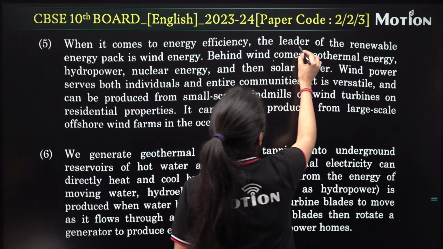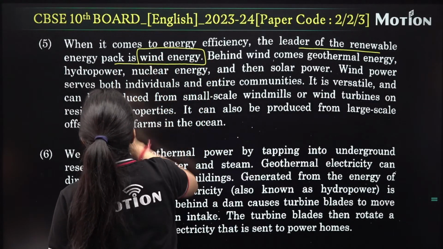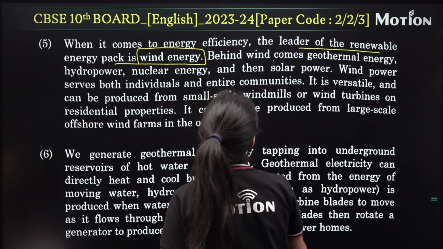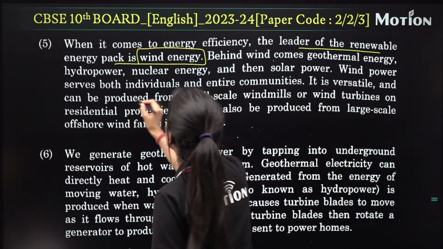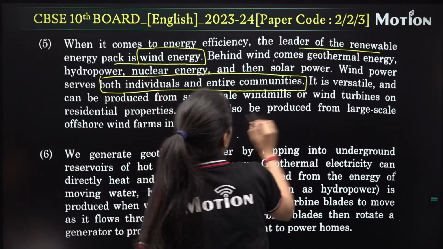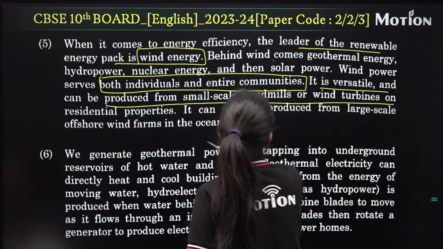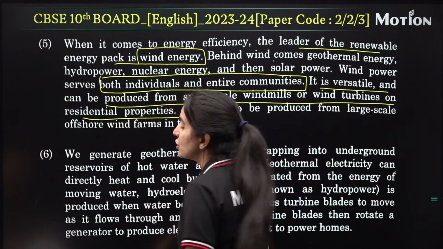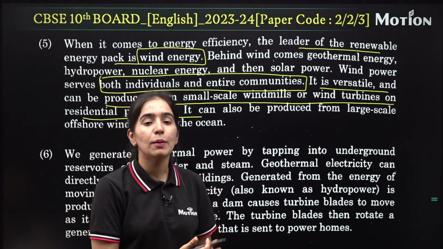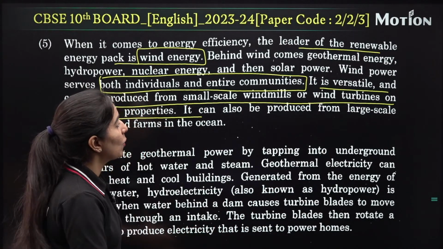The leader of the renewable energy pack is wind energy. And they have also asked us the reason that why it is the correct answer. So you have to write down, wind power serves both individuals and entire communities. It is versatile and can be produced from small scale windmills or wind turbines on residential properties. So that's why this is the correct answer. It is the leader of the renewable pack, and this is the answer, this is the reason also. Okay, so I hope that's clear to everyone.